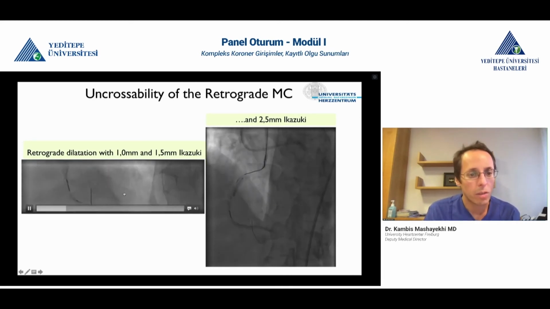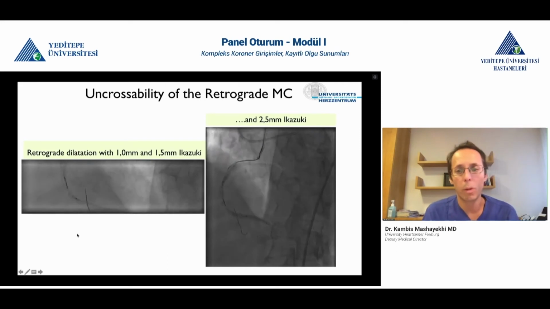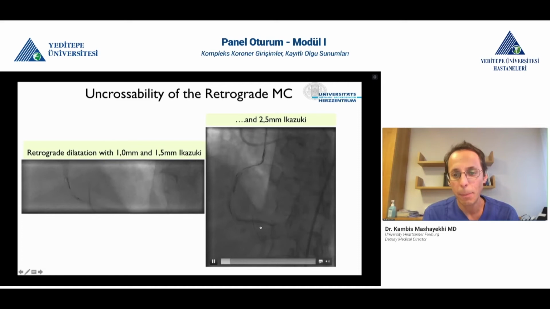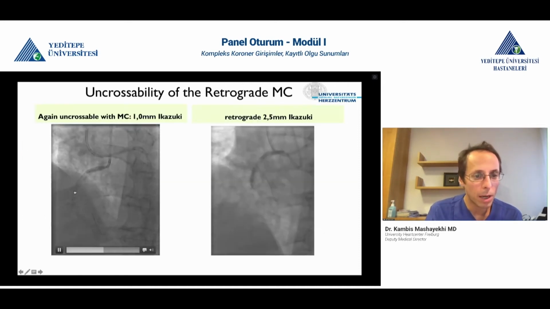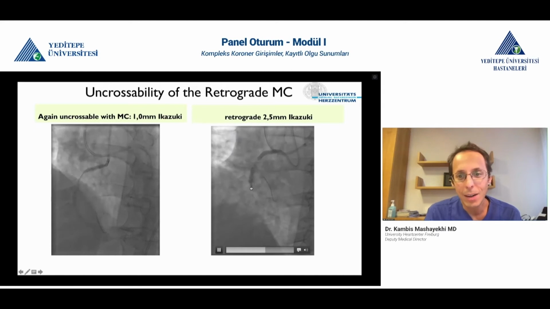So here you have seen the crossing profile. Here you dilate the balloon first with 1.0, then 1.5, and even a 2.5 balloon was able to be brought over the septum. And finally, I could bring my microcatheter up here. I trapped my retrograde wire here. I was ready for some reverse CART. And here, the microcatheter could not pass again at this place.